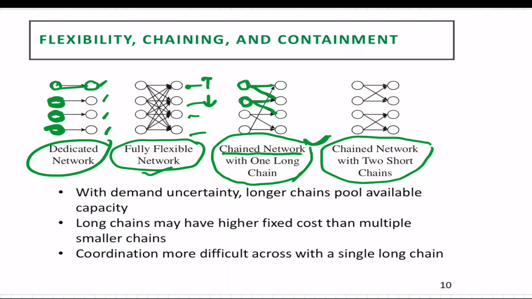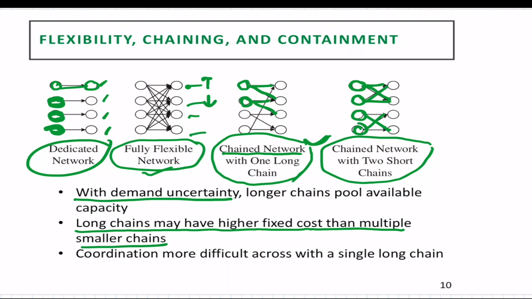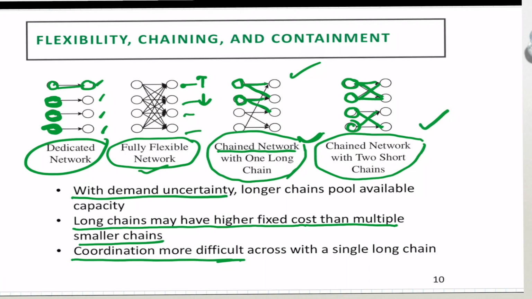So what happens here is two plants are able to produce items 1 and 2, and plants 3 and 4 are able to produce items 3 and 4. So with demand uncertainty, longer chains pool available capacity. However, long chains may have higher fixed cost than multiple smaller chains. So in those situations, one may be able to use the last approach. And not only the cost, coordination also becomes more difficult in longer chains.